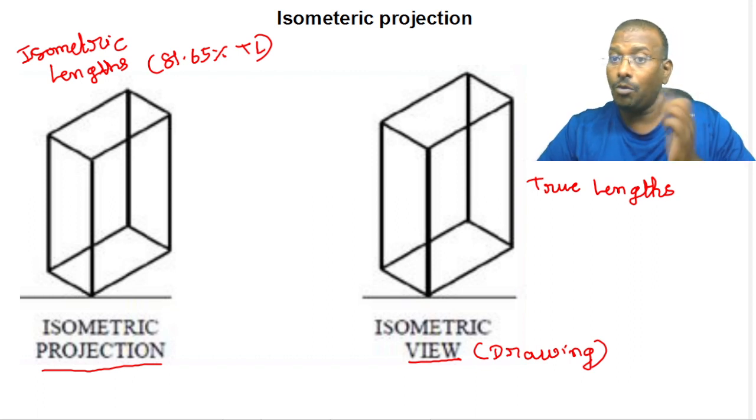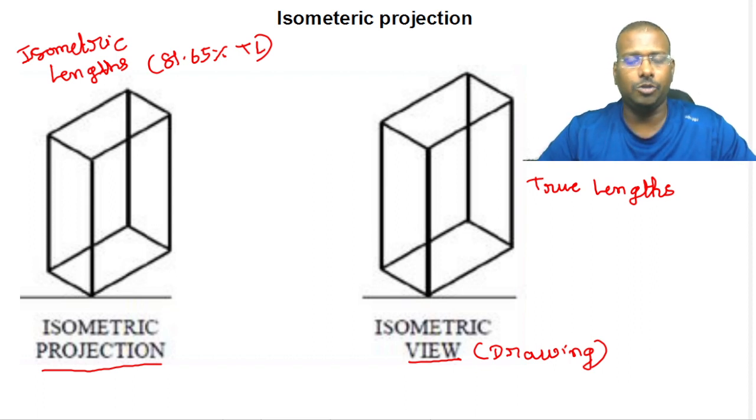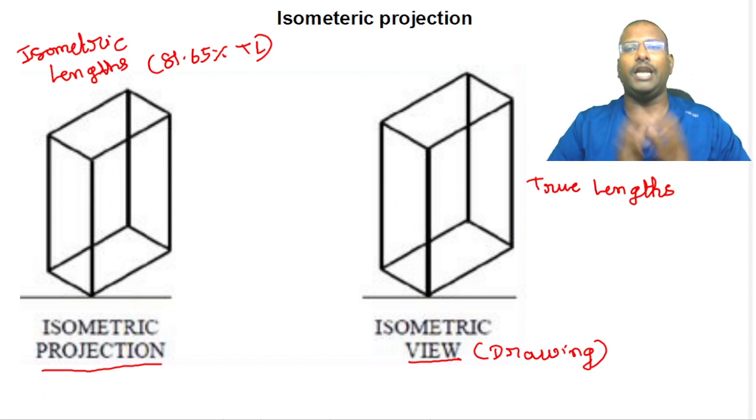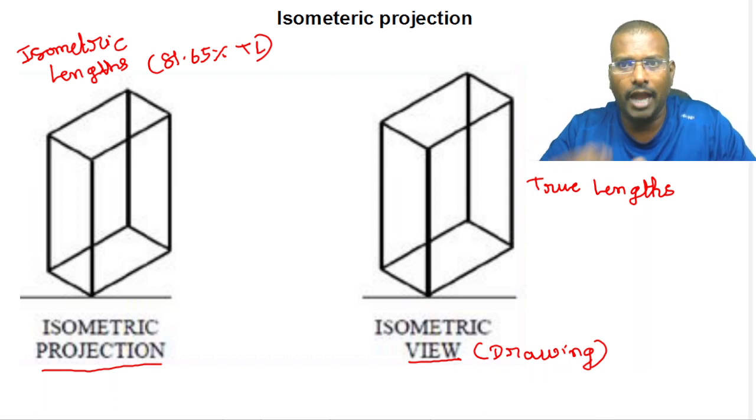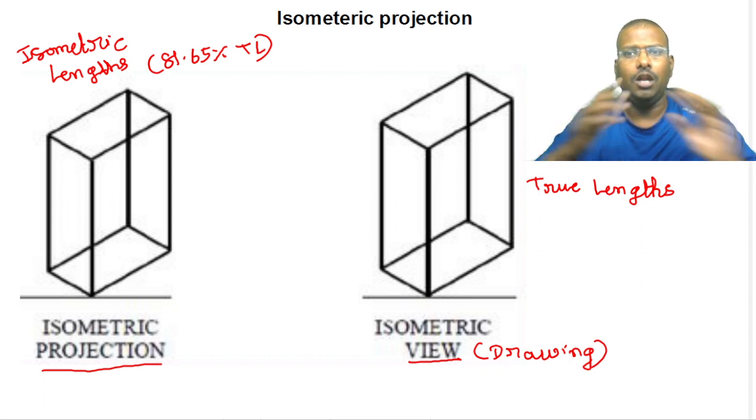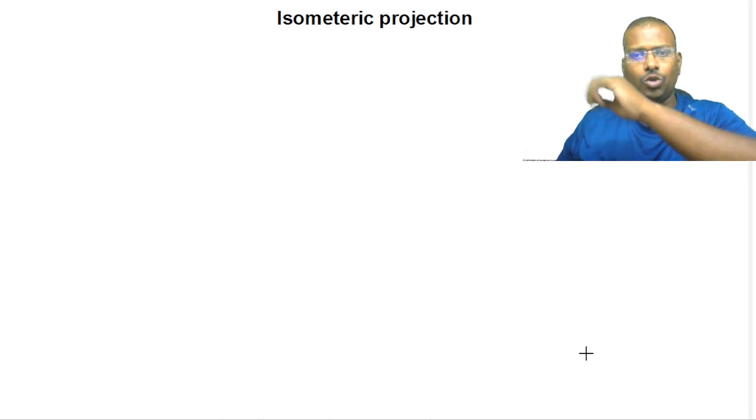Similarly, what about isometric projection? Actually, in isometric projection, you are drawing the actual shadow. Projection is nothing but shadow. Actual shadow, if you are going to draw it, then it is called isometric projection. In isometric projection, you are going to get reduced dimensions, not the true dimensions. That is isometric lens you are considering. That is the difference between these two. Now, majority of the people will have a doubt. So now you are already clear.